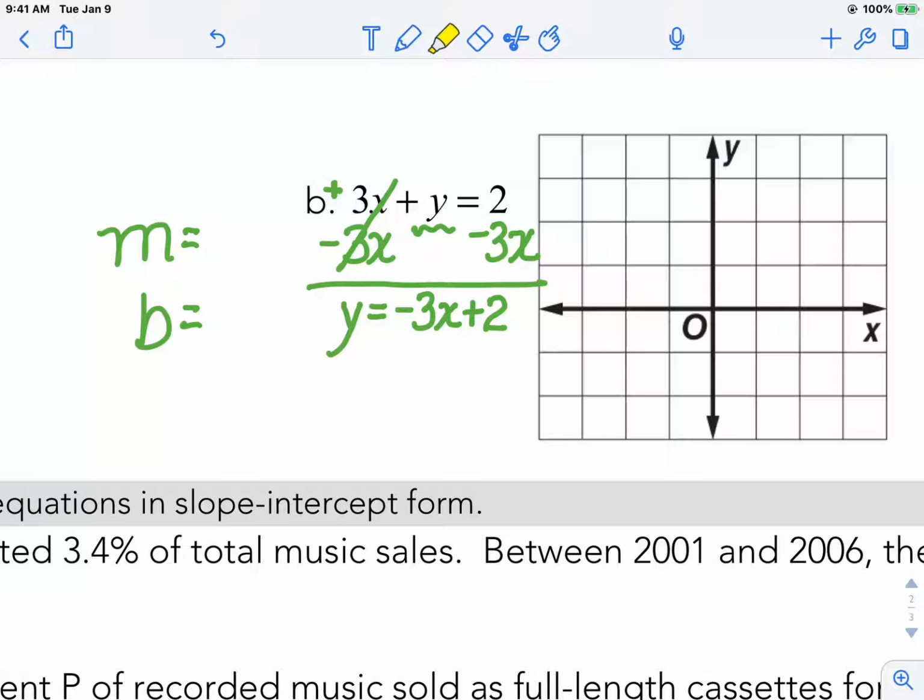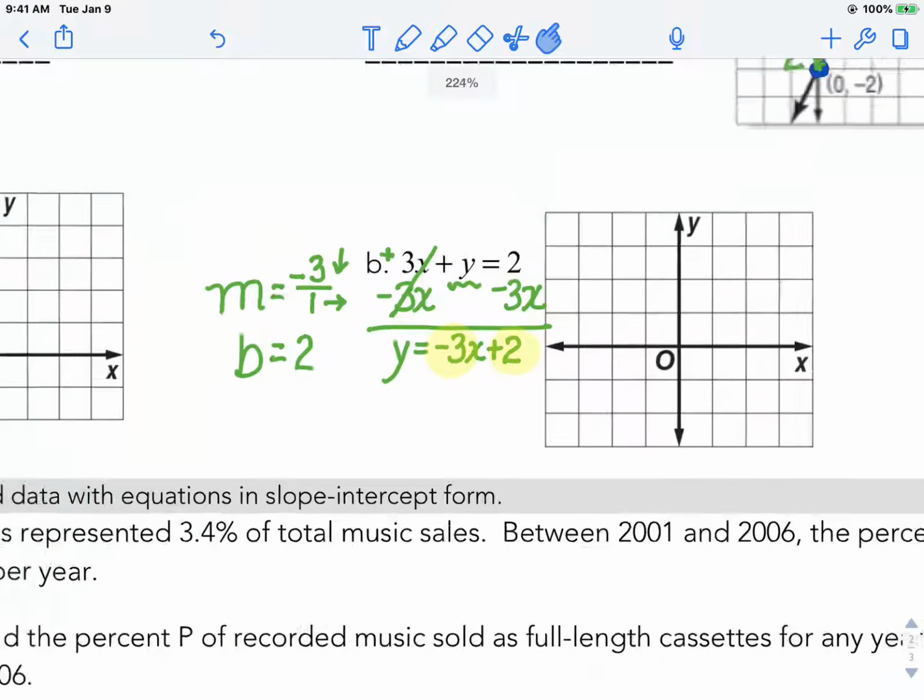From there, I can then identify that I've got a slope of negative 3 and a y-intercept of 2. I may want to write my slope as negative 3 over 1 to realize how that line will have to move when I graph it. And again, putting in my slope arrows to represent the rise to run before I go work on that graph.